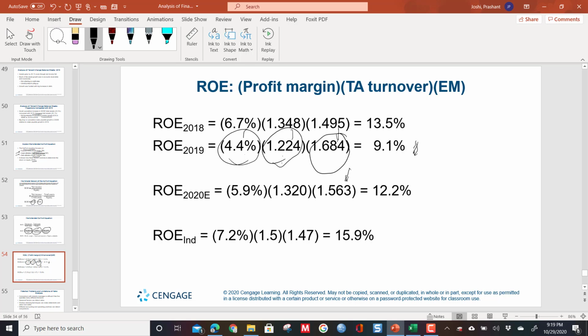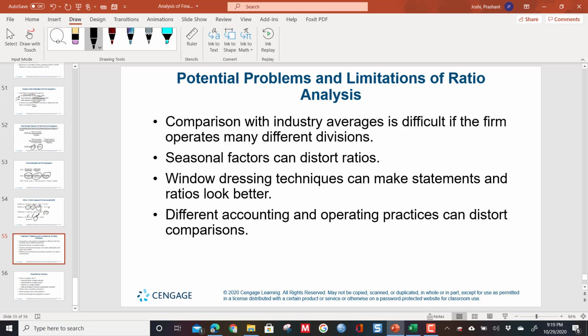All right, the industry ratio is significantly higher in profit margin and asset turnover, and return on equity is relatively lower. The company probably has a high use of debt, right? So it is lower in comparison to the industry.